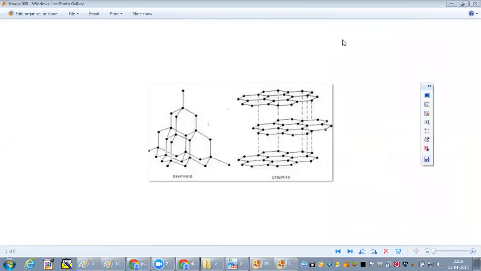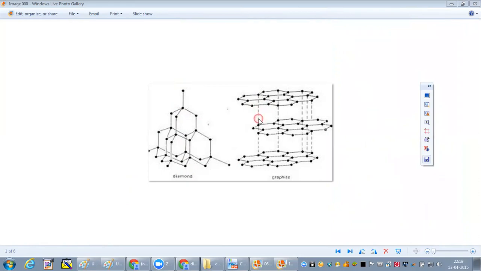See here the structures of diamond and graphite. These structures you'll draw later. These are called macromolecular structures. The bonding in diamond is very strong, therefore it has a very high melting point of 4000 degrees Celsius. In the case of graphite, the bonds are weak enough so the layers can slide over each other. So graphite is soft, therefore it is used in making pencil points.